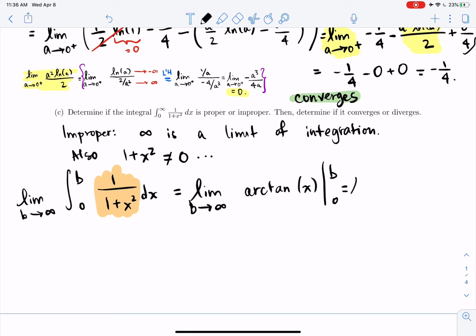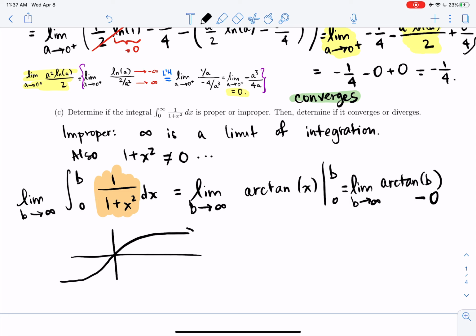So we are taking the limit as b goes to infinity, plug in your limits of integration, arctan of b, arctan of 0, by the way, is 0, so I'll just write that there. Now arctan of b as b goes to infinity, let me remind you that the graph of arctan looks like tangent, but inverted across the y equals x axis, and it has horizontal asymptotes at positive pi over 2 and negative pi over 2. So the limit as b goes to infinity of arctan of b is pi over 2. So this is a finite value.